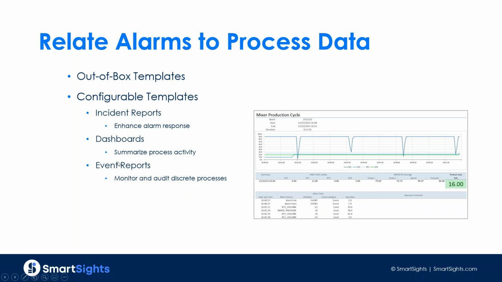So these are three different relationships that process data has to alarms, right? What's happening leading up to the alarm for a responder? How is the overall activity of the alarm system affecting the process? And how can we take an audit of the process, of the alarms, and of people's response to them?